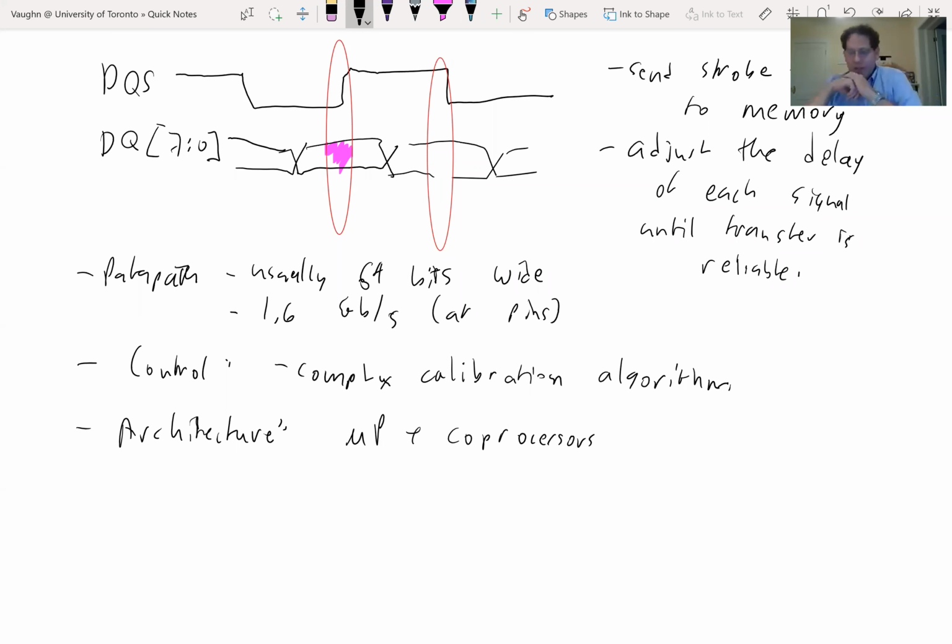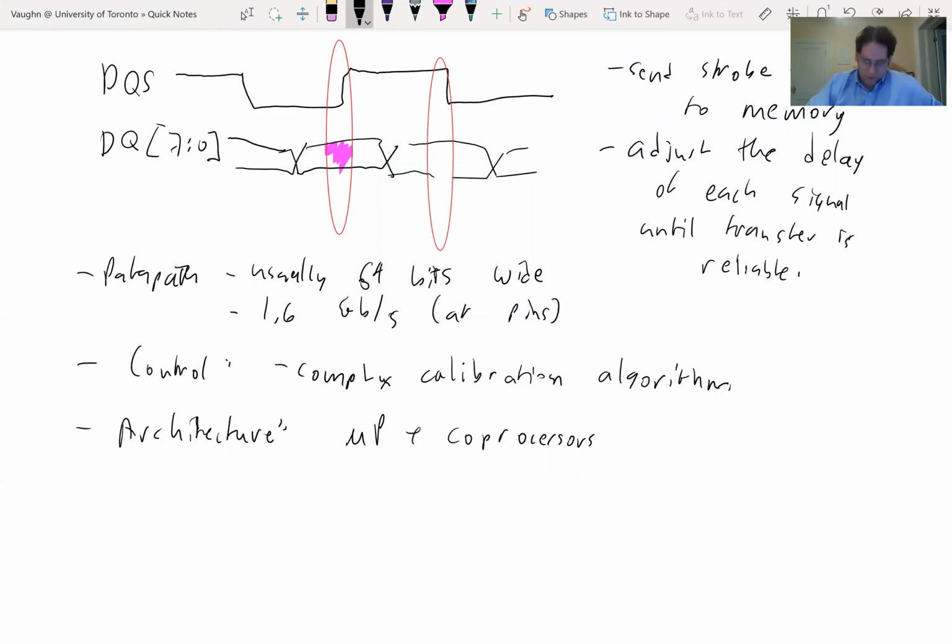Okay, so why? Well, we have a fair amount of parallel hardware. 64 bits wide is typical. It needs to be fast. So we're not going to have a microprocessor that can keep up with that kind of speed. So it can't be in the data path. That's going to have to be a coprocessor that can manage that speed of moving data across the memory interface.